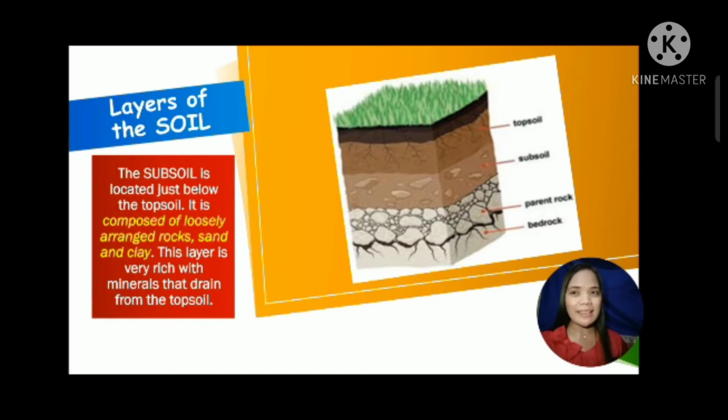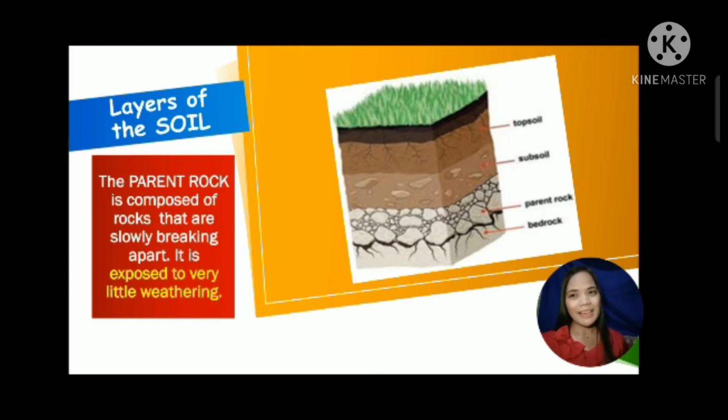Let's proceed with the second layer, which is the subsoil. The subsoil is located just below the topsoil. So this is the topsoil, this is the subsoil. The subsoil is composed of loosely arranged rocks, sand, and clay. This layer is very rich with minerals that drained from the topsoil. Okay, so after the topsoil, we have the subsoil, which is composed of loosely arranged rocks and sand and also clay.